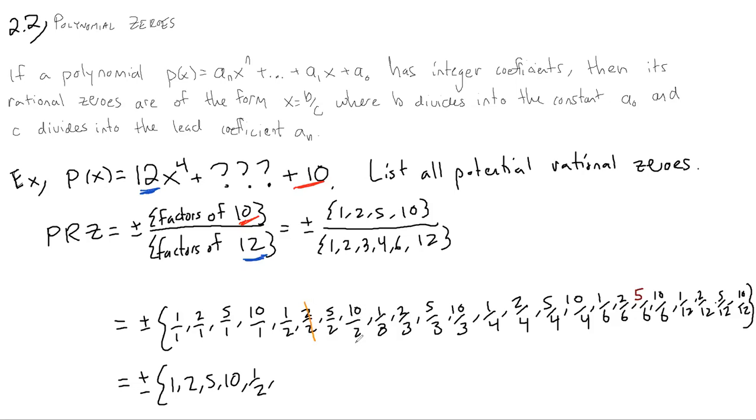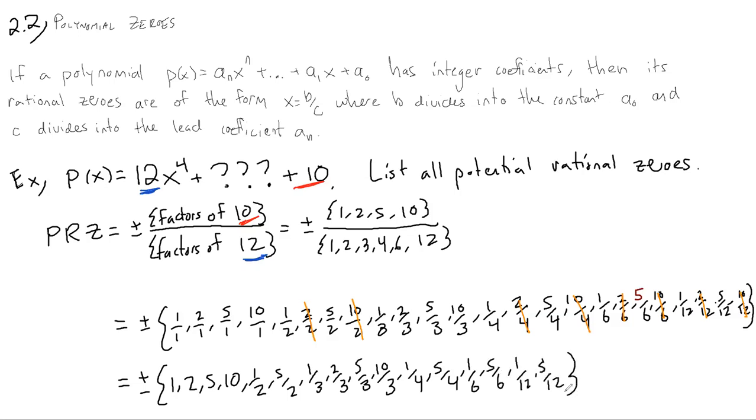10 over 2 is actually 5 over 1, which is already there. If I make my way across, 2 over 4 is a half, which I've already got. 10 over 4 is 5 over 2, which I've already got. 2 over 6 is a third, which I've already got. 10 over 6, 2 over 12, and 10 over 12, I've already got all of those just by reducing their terms. So I'm going to list the ones that I actually do have here. 5 over 2, 1 over 3, 2 over 3, 5 over 3, 10 over 3, 1 over 4, 5 over 4, 1 over 6, 5 over 6, 1 over 12, 5 over 12.